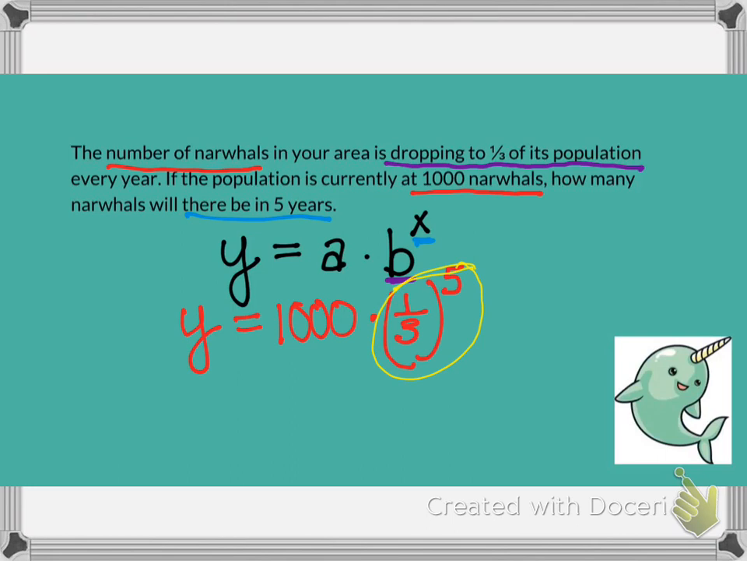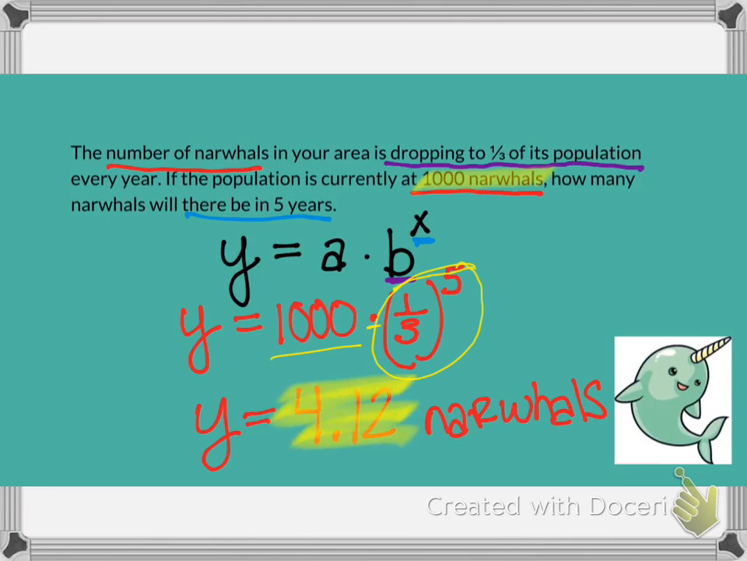You're going to get a really, really small decimal, but you're going to then multiply it times 1,000, in which we will get a final answer of y equals 4.12 narwhals. We started off with a population of 1,000 narwhals, and we have dropped down to a total of 4.12 narwhals after 5 years. That is a huge decrease.